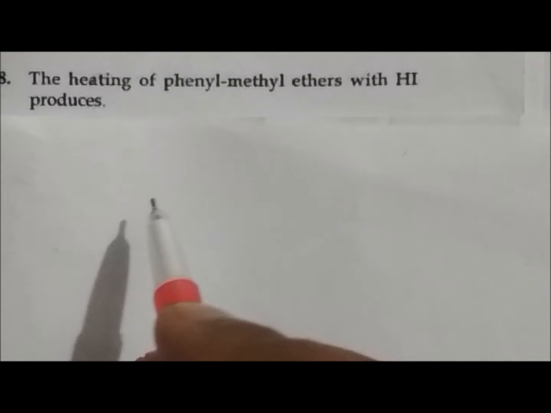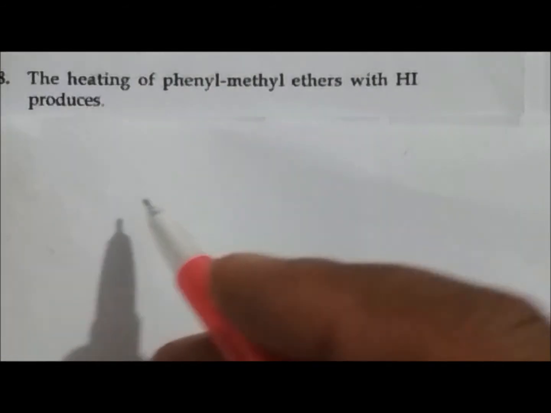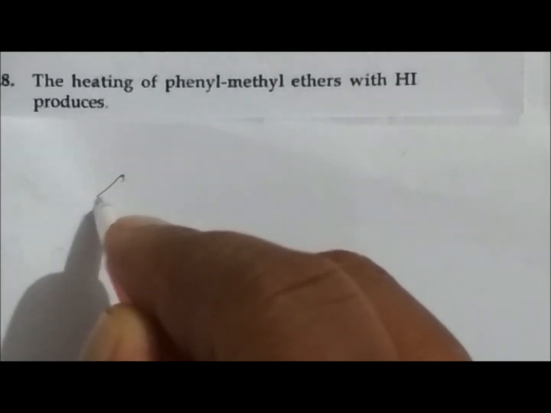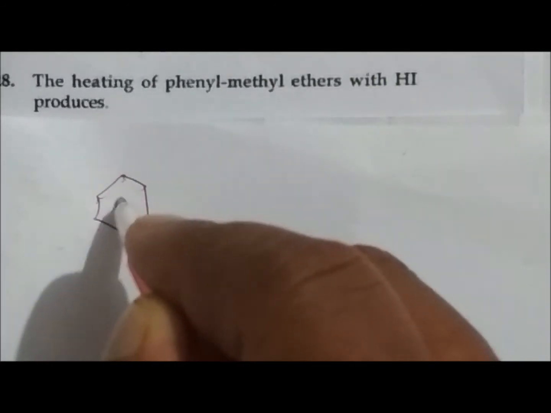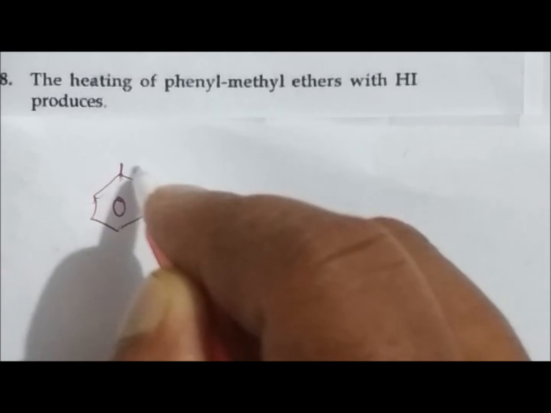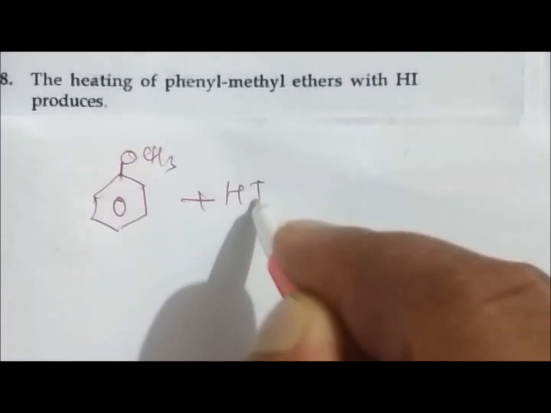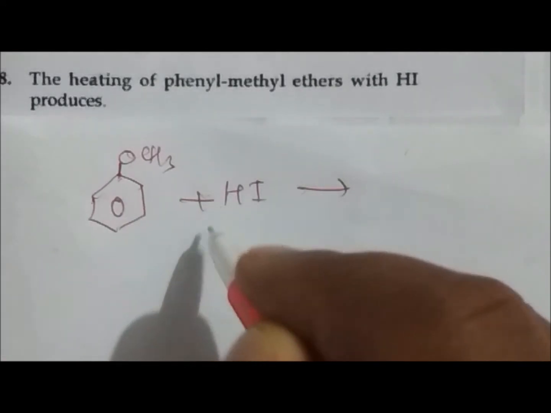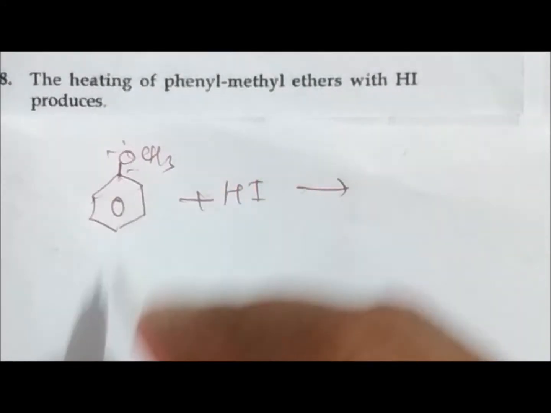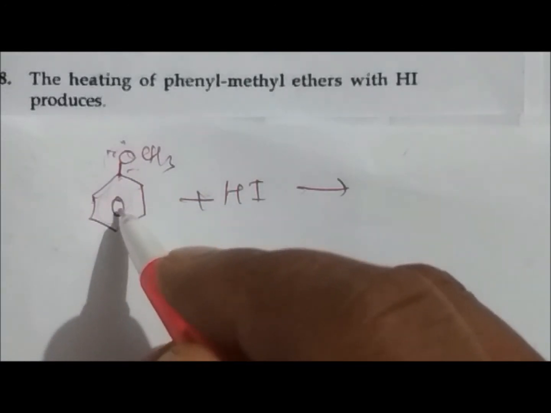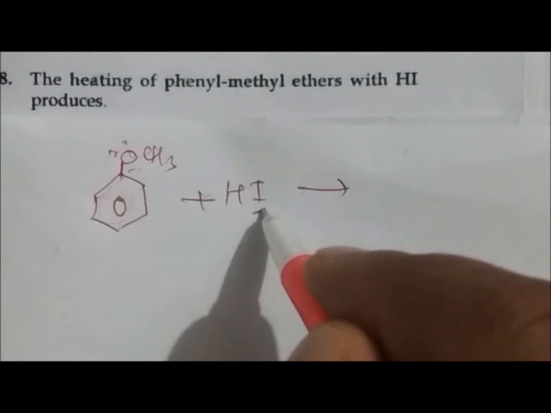The heating of phenyl methyl ethers with HI will produce what? So we will draw the phenyl methyl ether. If you draw the diagram, this is your phenyl, and attached with the ether O is OCH3. When you react it with HI, what will happen to this product? Now this has a lone pair, so definitely this lone pair is in resonance with the ring, and so the I will act as a nucleophile.